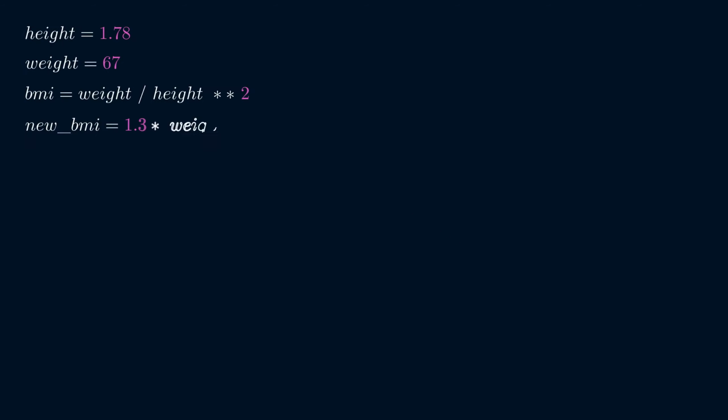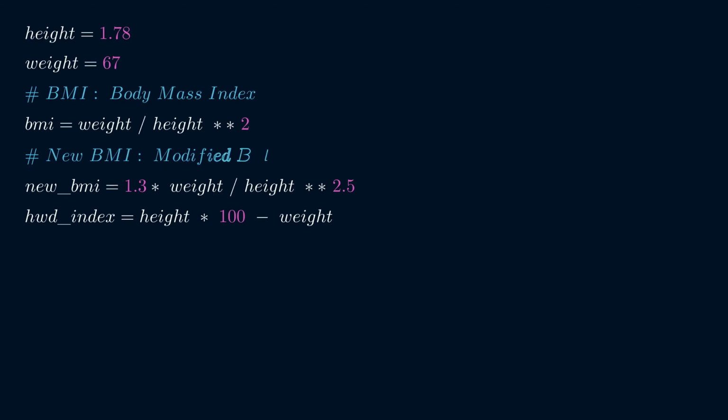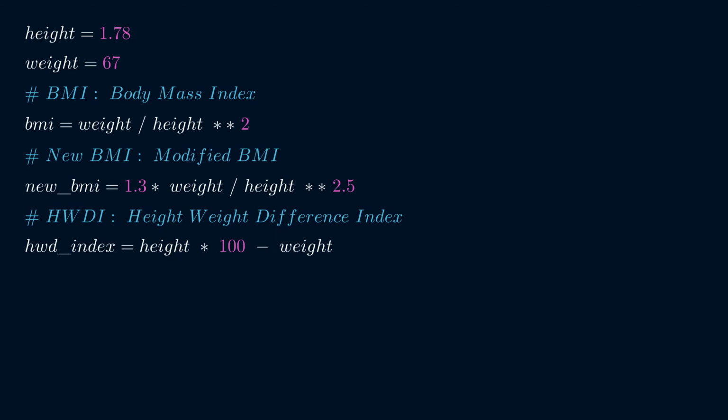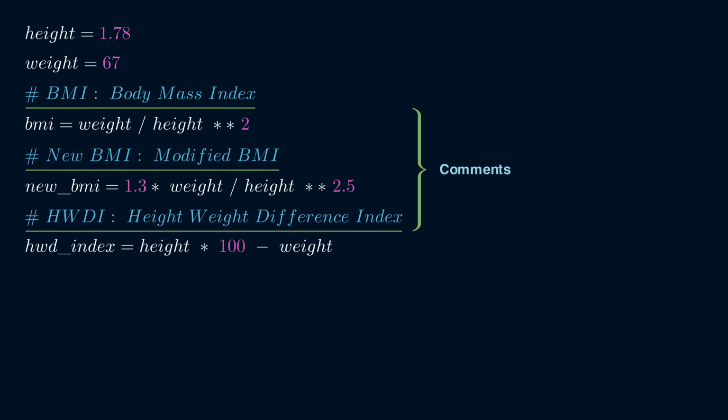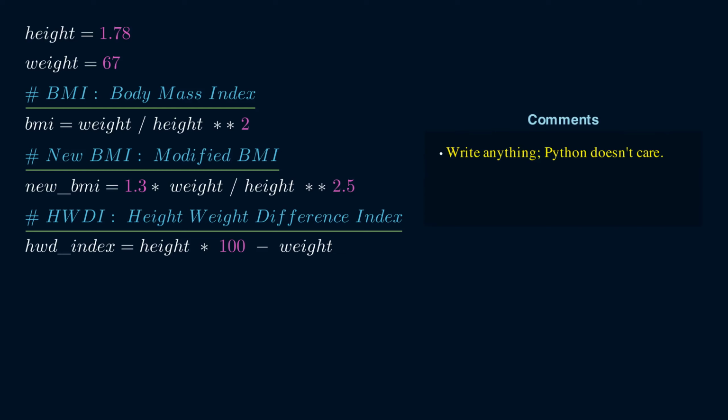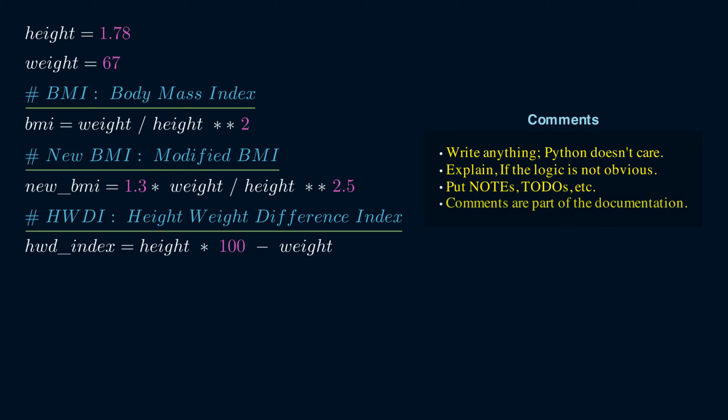Adding lines for other indexes as well. Then, add some comments to explain the terms. The new lines starting with hash symbol are comments. Python doesn't process anything written in a comment. Use them to explain what we do in the code, or to add any extra notes for developers. You need to add enough comments to your code, wherever it is not self-explanatory. Otherwise, believe me, you may not understand your own code after a while.